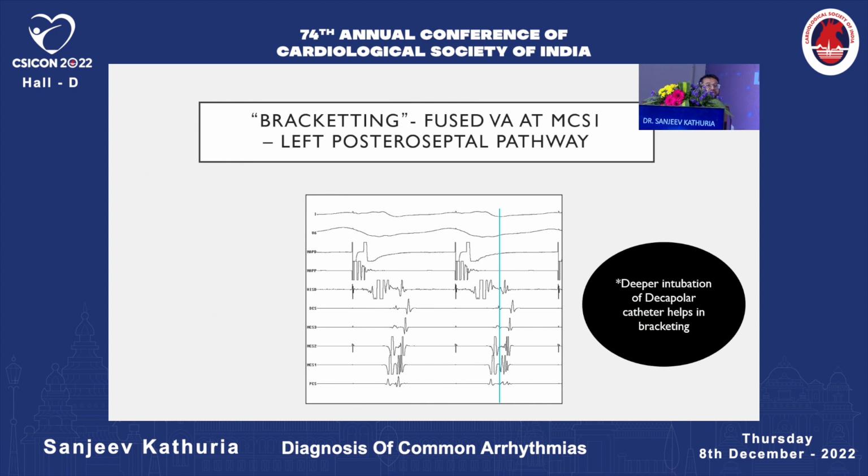You want to know exactly where you are. So you put, let's say, your decapolar at a particular position. Your C1,2 is earliest. Now you push in your decapolar. Because you pushed in, and the pathway remains at the same site, your 3,4 will become earlier. This way you have bracketed the area where that pathway is.